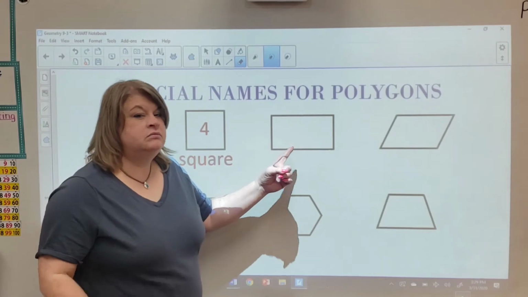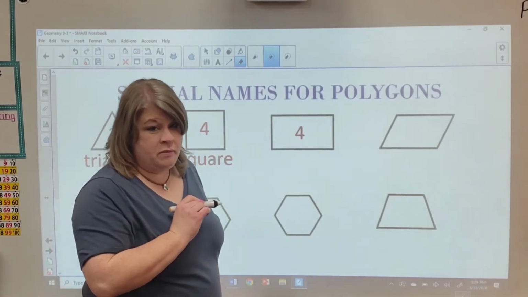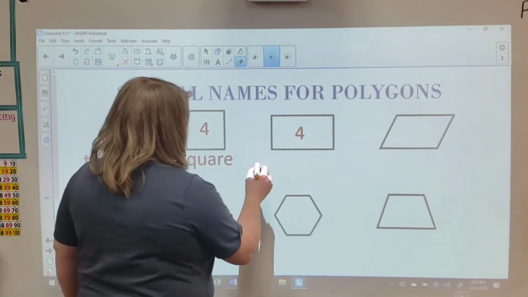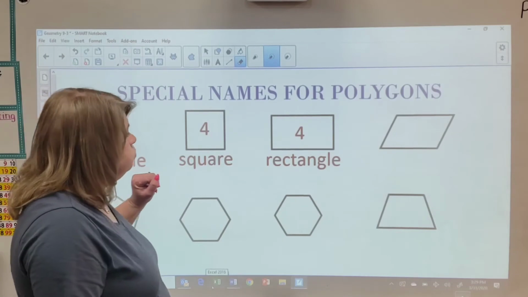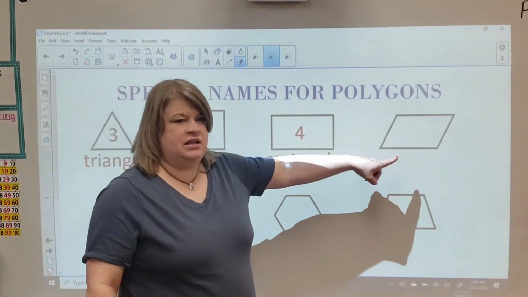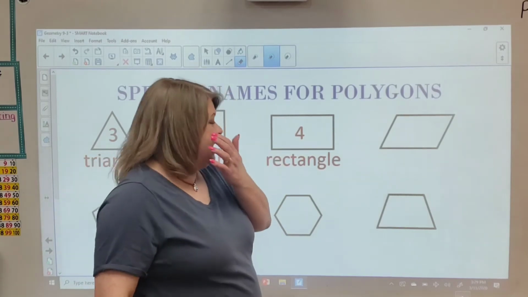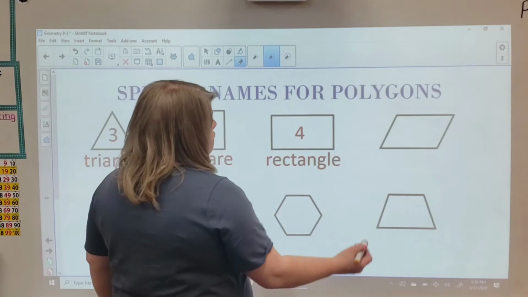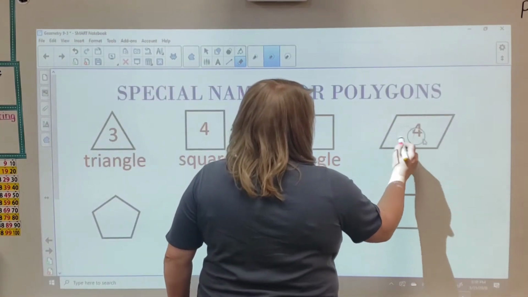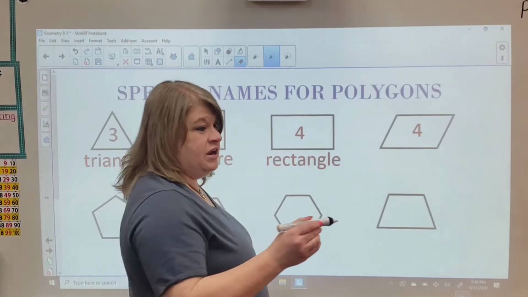Ooh, look at this one. How many sides? Yep. What's it called? Do you remember? It's a rectangle, isn't it? Those are the ones we kind of already know. Oh, that one's interesting. It looks like a box that has been kind of moved over on its side. Well, how many sides does it have, first off? 1, 2, 3, 4. Yeah, 4 sides. But it has a different kind of a name. Are you ready for it?